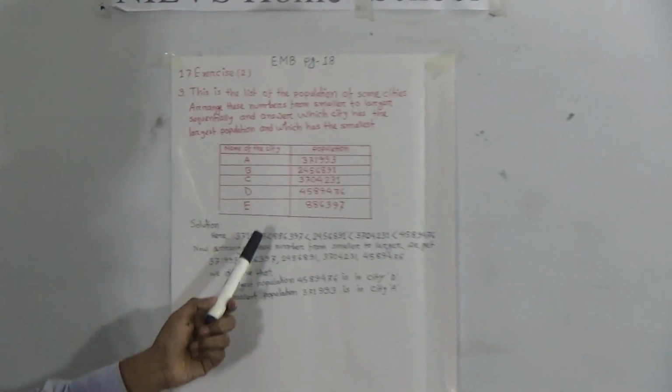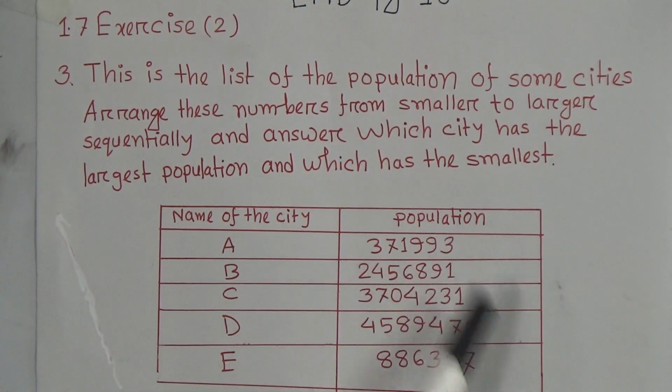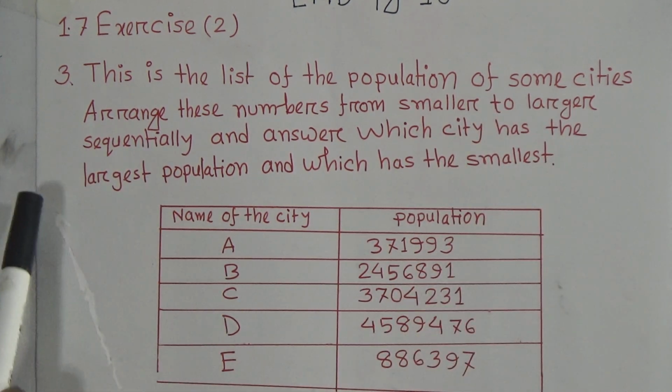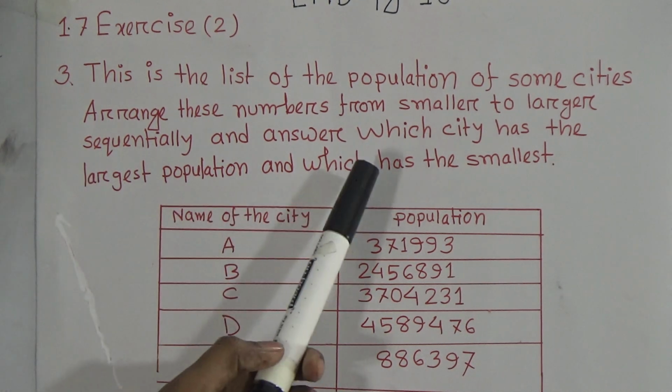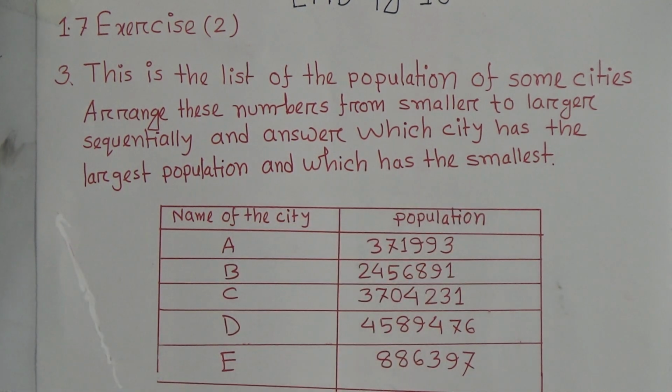Now, let's solve the word problem. Please read the question. This is the list of the population of some cities. You see, this is the city and this is the population. Now arrange these numbers from smaller to larger sequentially and answer which city has the largest population and which has the smallest population.